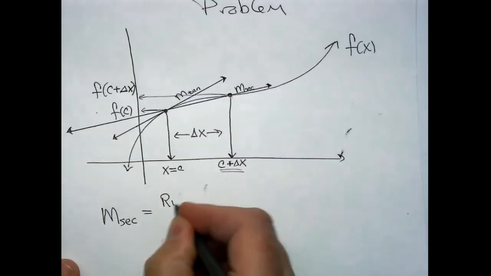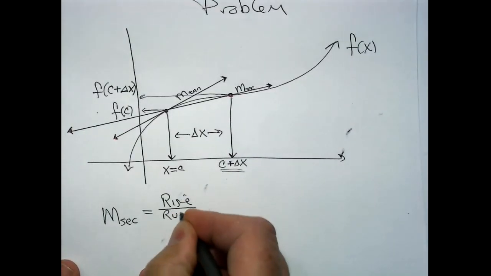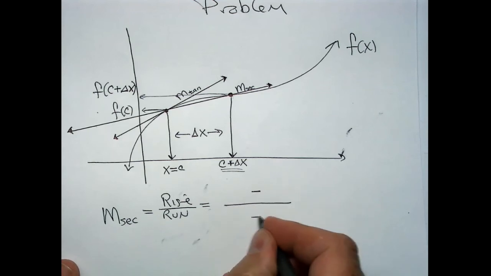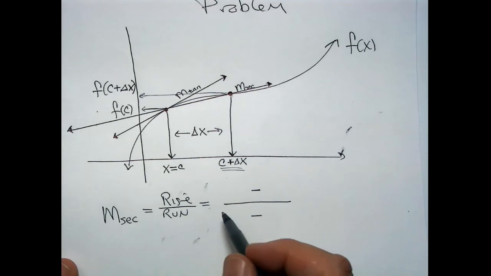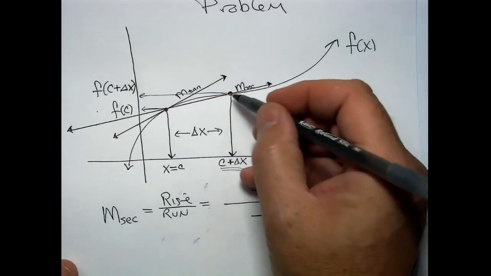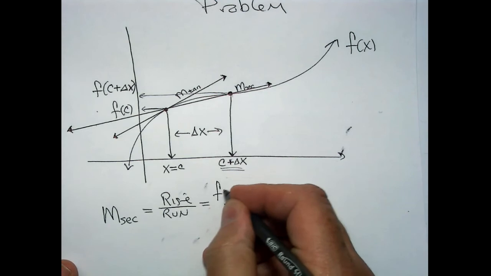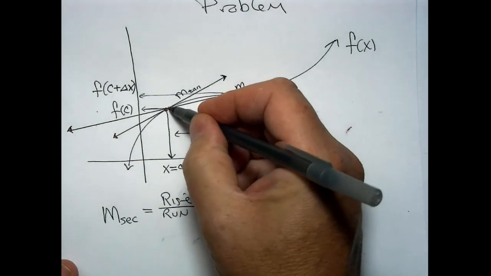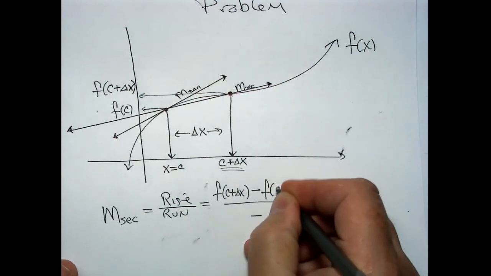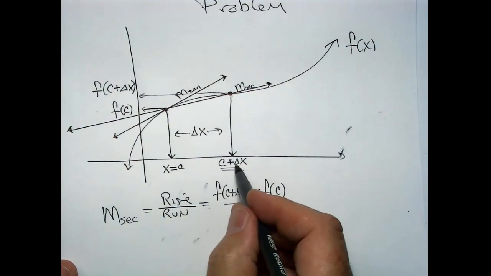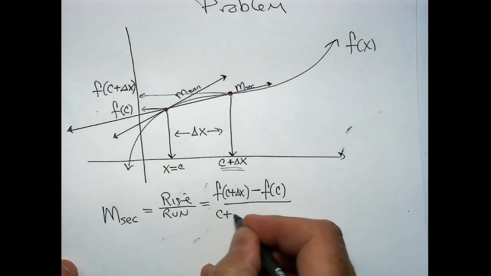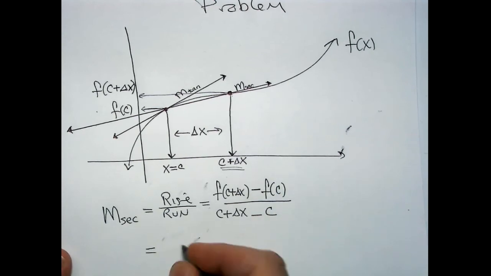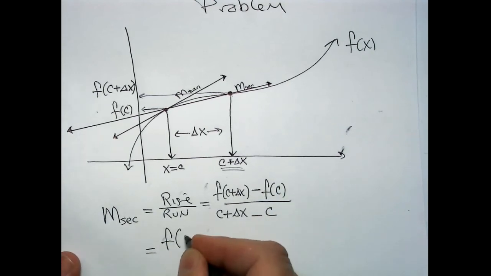So slope is rise over run, which is the difference of the y values on top, the difference of the x values on the bottom. And let's see, the top y value is represented by f of c plus delta x. The bottom y value is represented by the f of c. This x value is c plus delta x. And this x value is just c. So it turns out that the slope of the secant line can be represented like this.